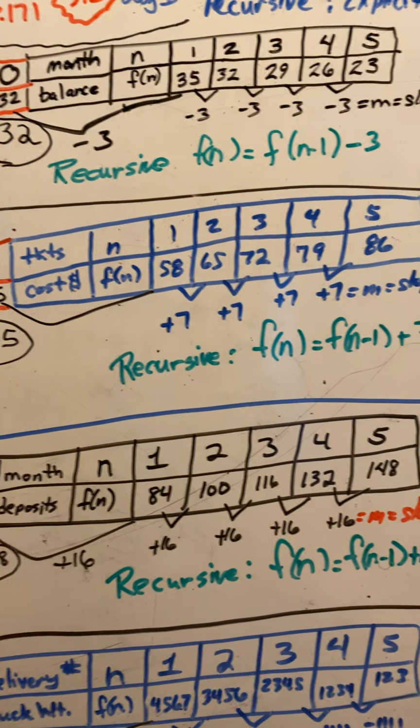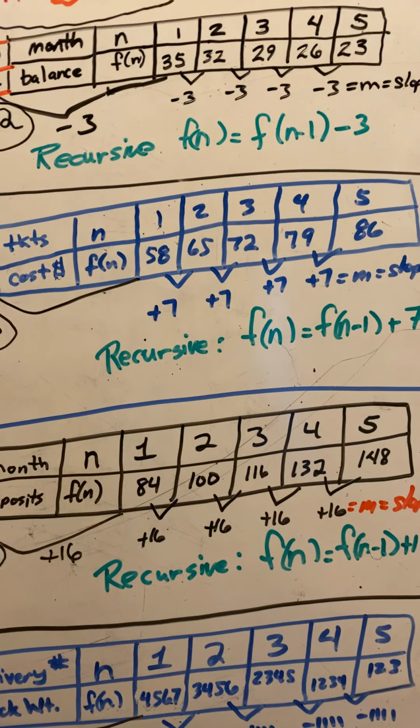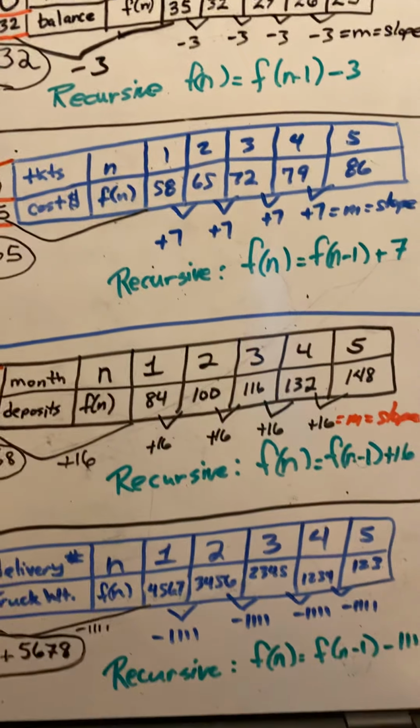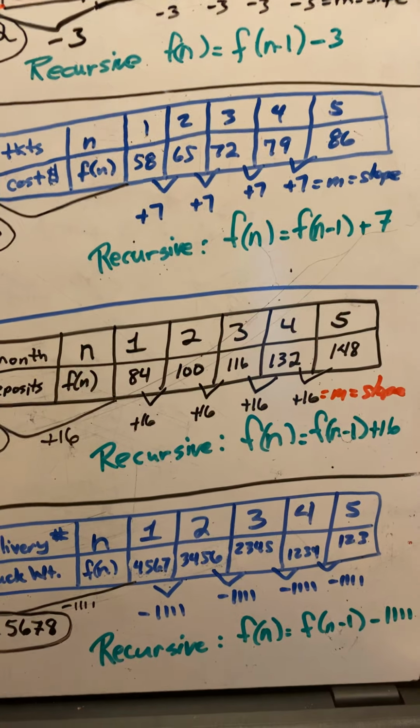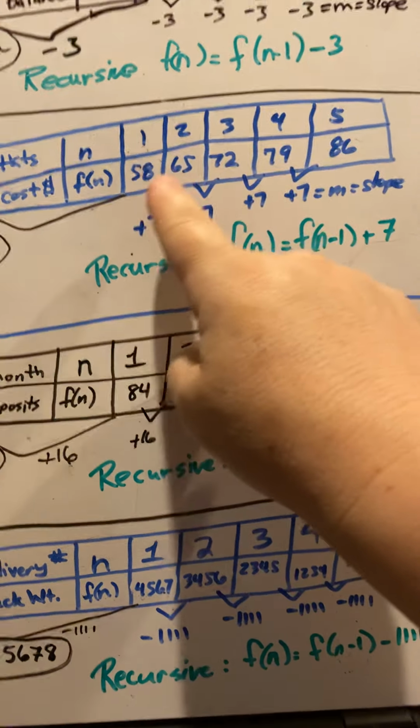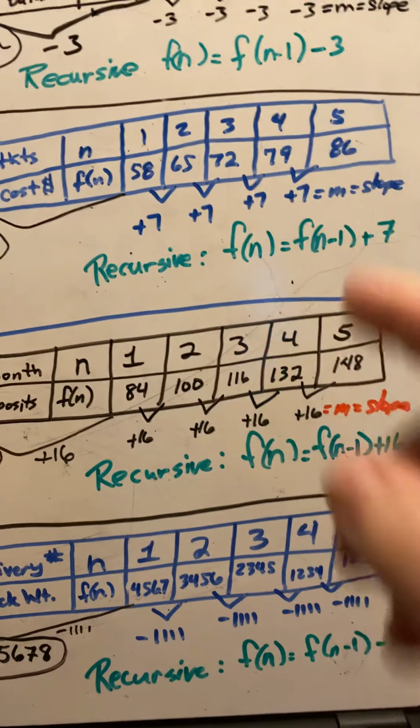Okay, let's go to the next one. I want to do all recursive formulas first, and then go back and do the explicit. The next one is tickets and the cost for those total number of tickets. So we're given 1, 2, 3, 4, 5 tickets, 58, 65, 72, 79, 86.